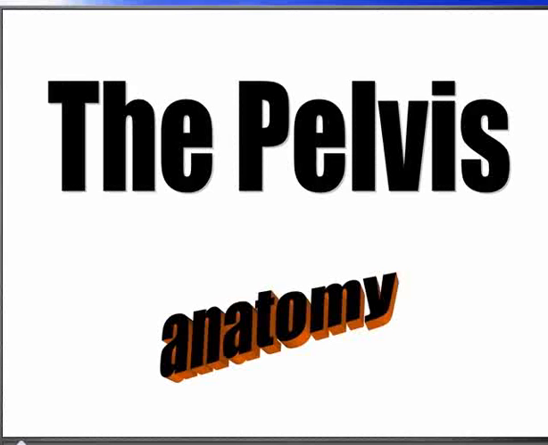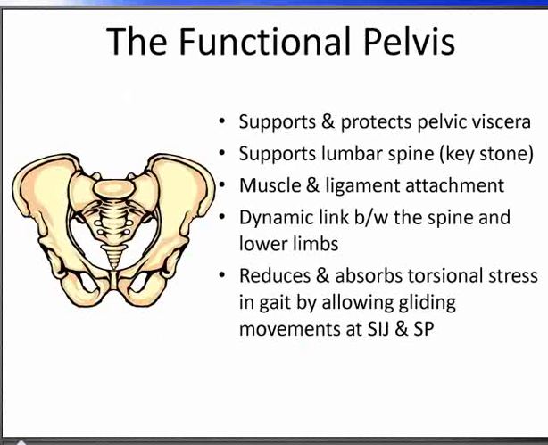So let's look at the pelvis and the anatomy around it. The pelvis is essentially a structure that supports and protects the viscera. So it acts as a functional structure, and it is said to be a keystone to support the lumbar spine. And one of the things that it does is it serves for muscle and ligament attachment, and it acts as the dynamic link between the spine and the lower limbs.